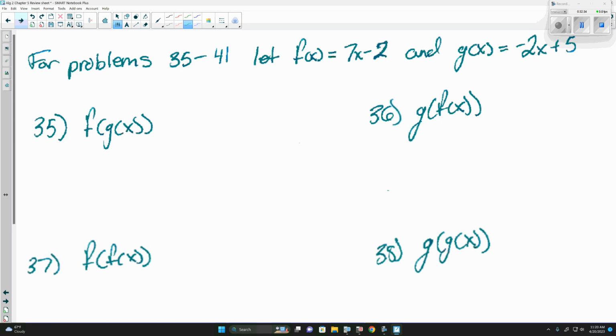Now, the next thing we're going to look at is our composite functions. Any of the composite functions, we always work from the inside out. So we can look at number 35. The first thing we're going to do is plug x into g of x. And if we plug x into g of x, 2x plus 5.